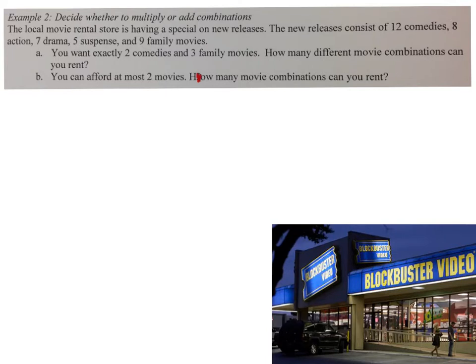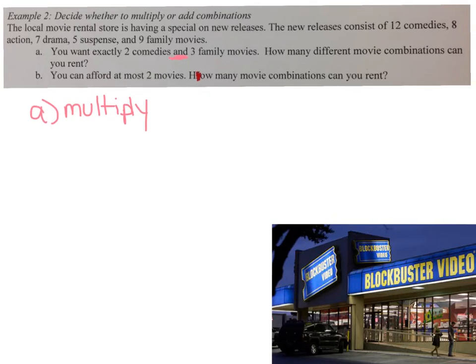Alright, so part A. This is an and situation. You want 2 comedies and 3 family movies. So we know that we're going to be multiplying. For the comedies, we want to choose 2. And there are 12 comedies to pick from, so we're going to do 12C2.